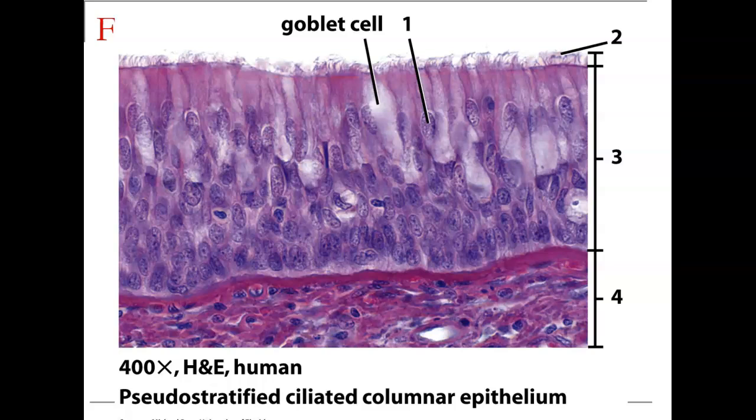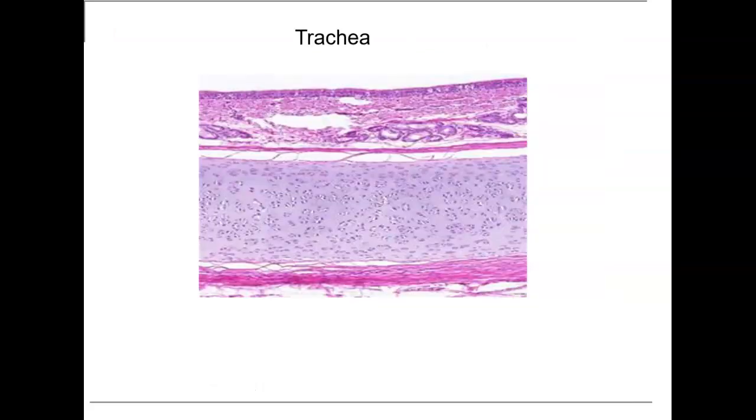And here you see it better. This is actually the slide used in 212 for pseudostratified columnar epithelium. And then if you look way down, this is not a great slide, but down here is a cartilage. These are those cartilage rings that keep your trachea open.